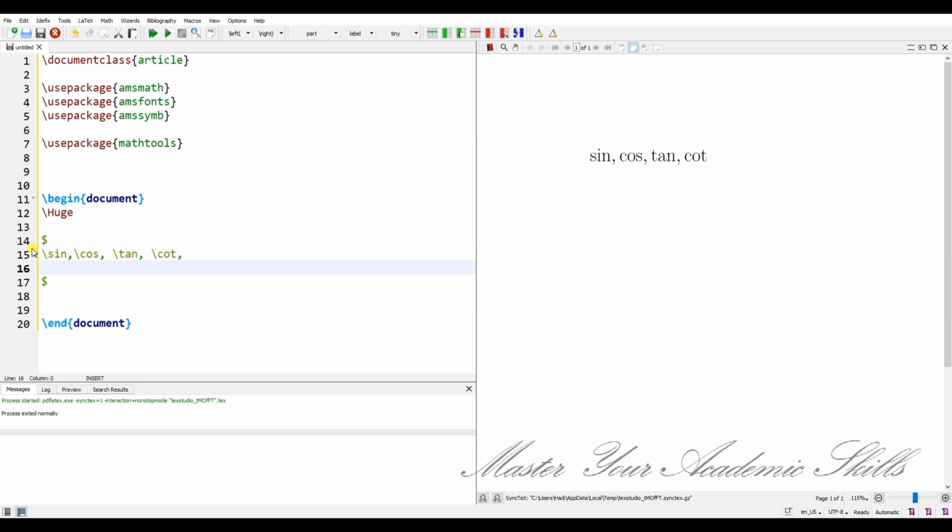Okay, I have the inverse of them. For example, arc sine. Let me copy it and so on: arc cosine and arc tangent. If I compile it, you see these are arc sine, arc cosine, and arc tangent.